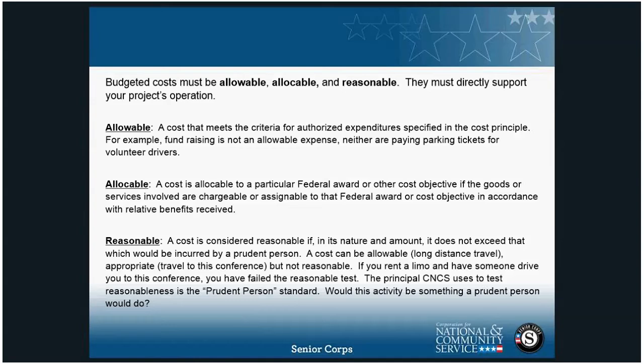When it comes to reasonableness, we look to the prudent person rule. You would ask whether a prudent person would purchase this item. For example, using the regional conference again, if you're flying to the conference and instead of using a coach seat, you decide to have your flight upgraded to first class, that would be considered unreasonable. And we would definitely question a first class ticket.